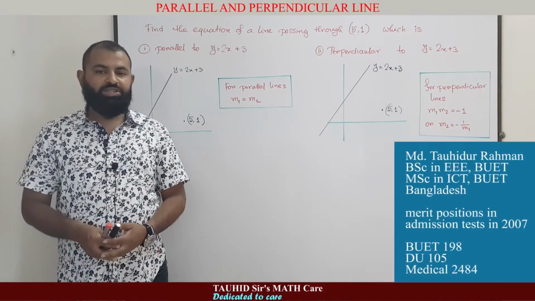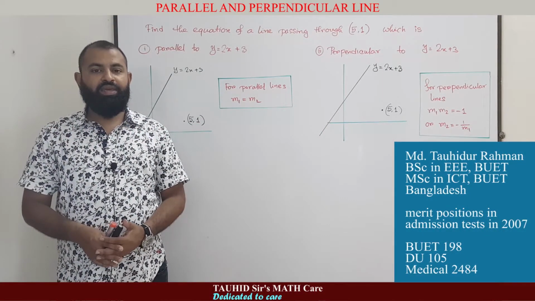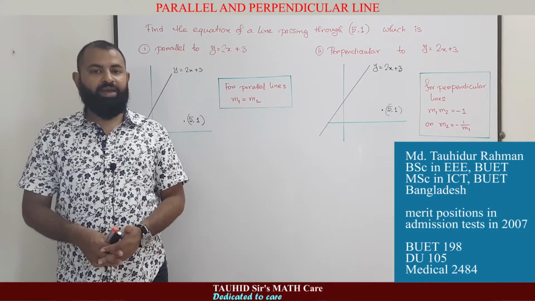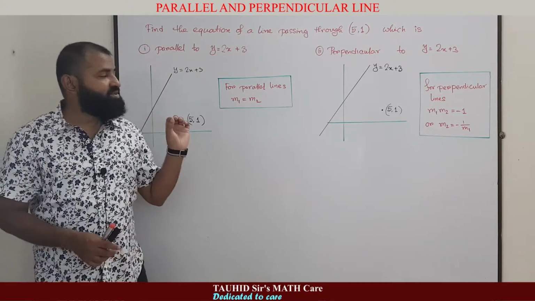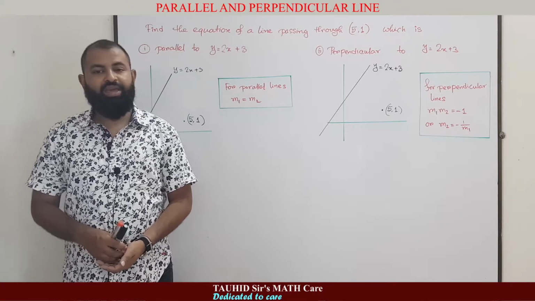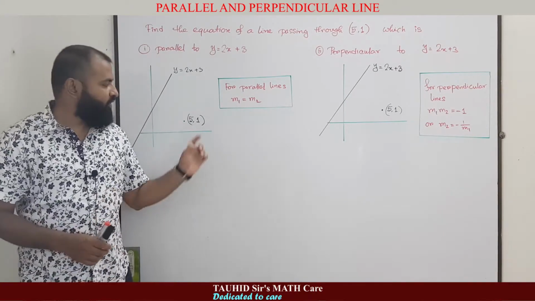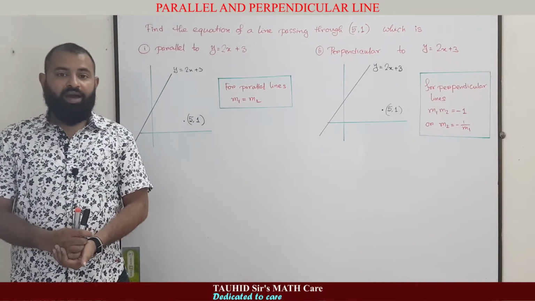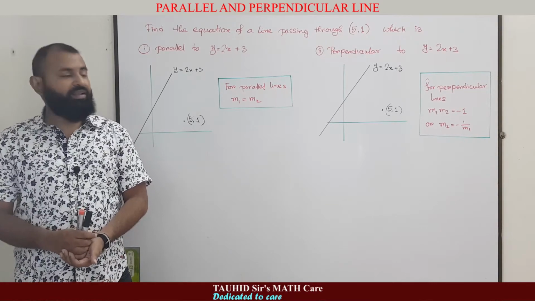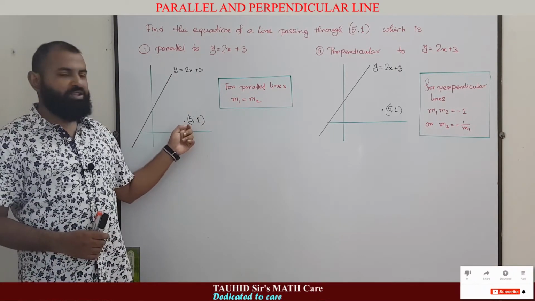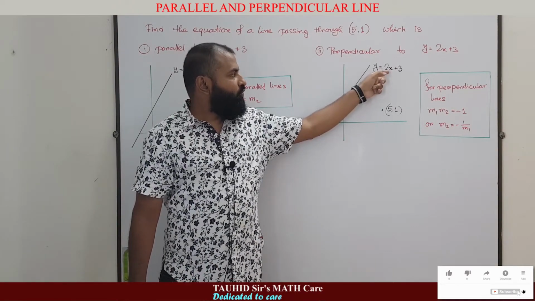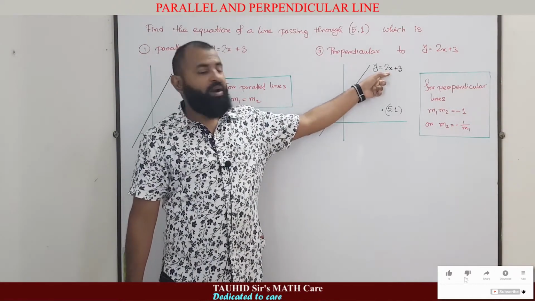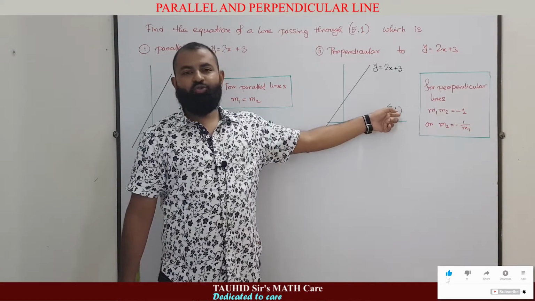This video will teach you how to find the equation of a line parallel and perpendicular to a given line. For example, you are given a straight line y equal to 2x plus 3 and a fixed point (5, 1), and you are asked to find the parallel line to this passing through this point. In question number 2, you are asked to find a straight line perpendicular to this and passing through this point.